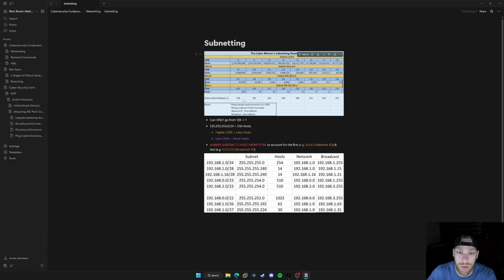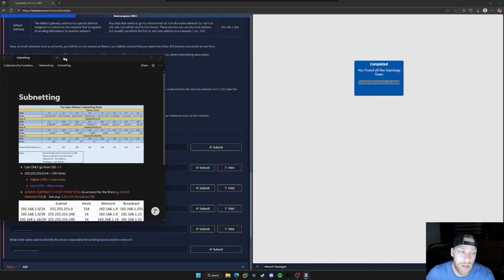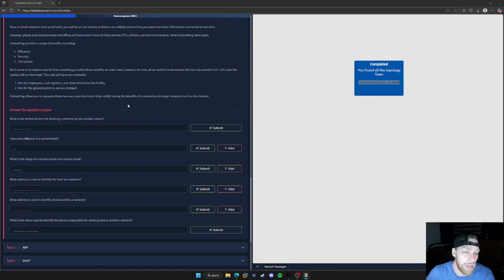And it kind of goes to show that depending on how many hosts, so if it's a /24 network, that's going to be 256. But then you subtract 2 because obviously you have your .0 and you have your .255. So it's going to be the 254. But that's kind of the table that I think is easiest to follow. I got that from the TCM Practical Ethical Hacking course.